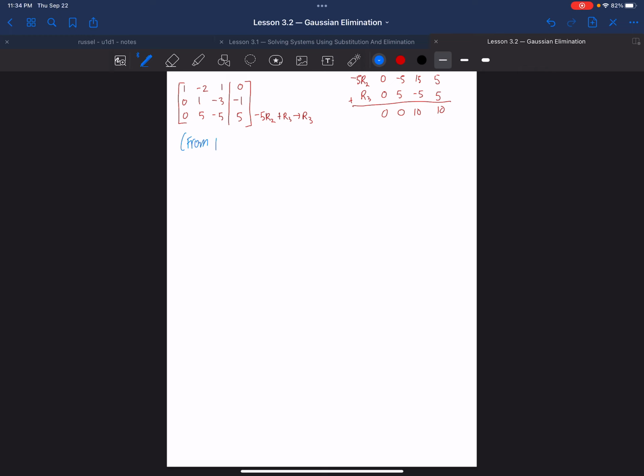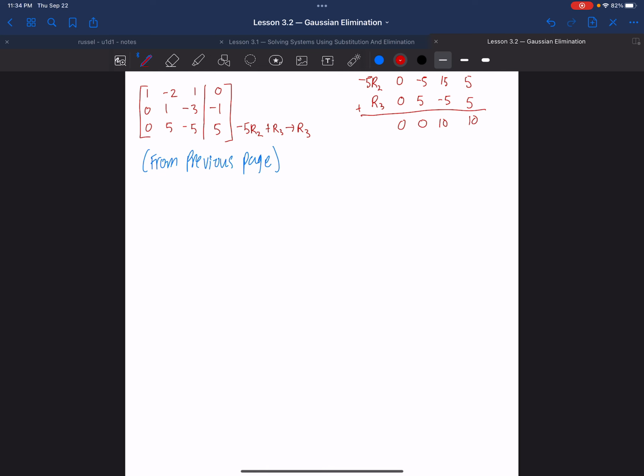From previous page. I just kept that there so you could visualize it as we keep going. So now, I make my matrix.